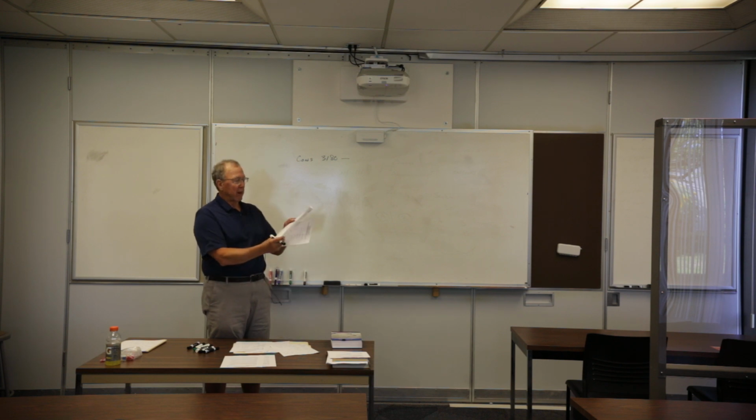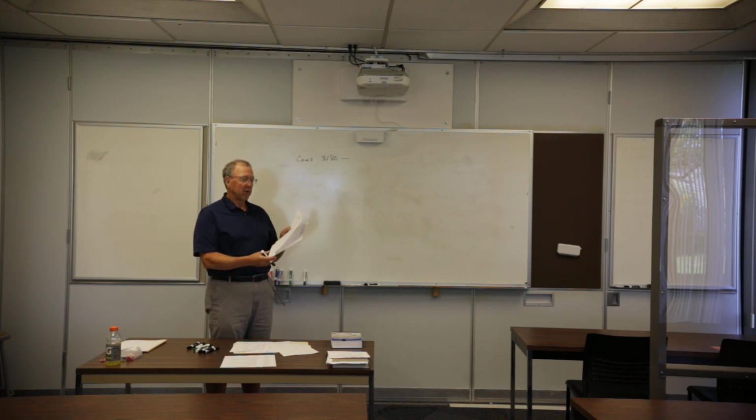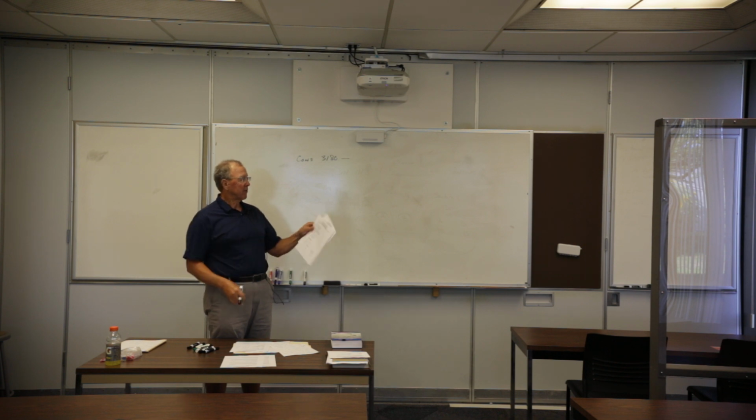I just go to Canvas at the end of the semester. I look at this little guy right here that says if you're between 90 and 100, you get an A. 80 to 90, you get a B. And that's what I report to the registrar's office.